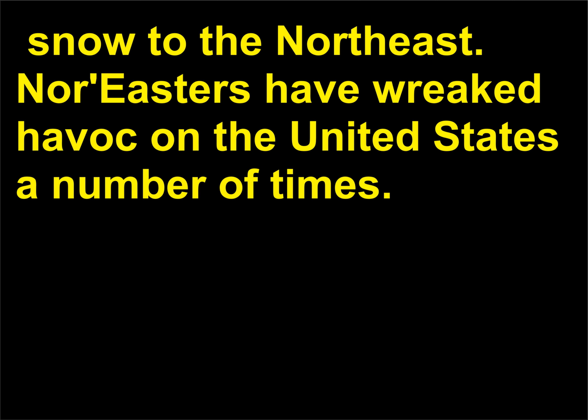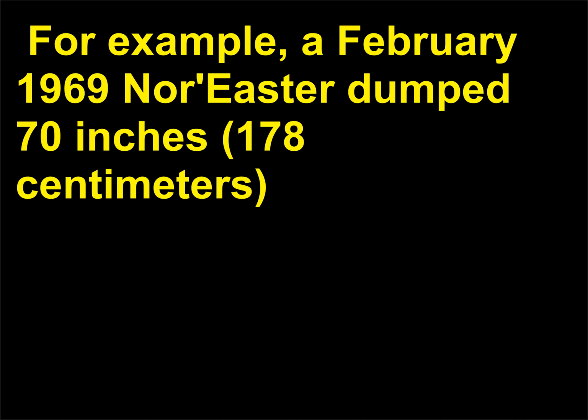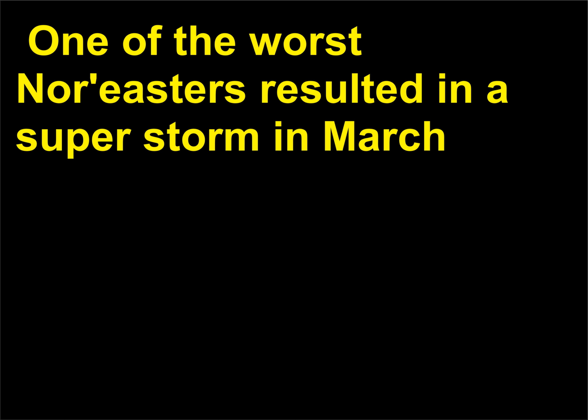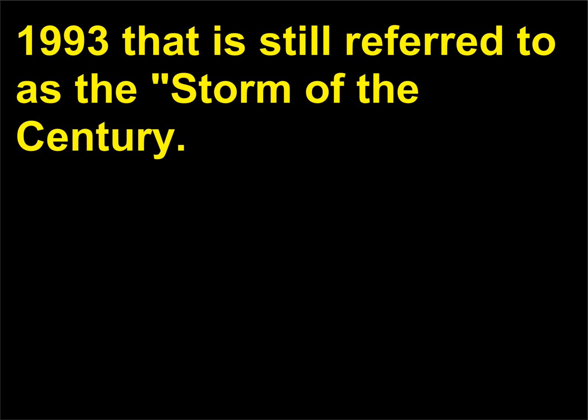Nor'easters have wreaked havoc on the United States a number of times. For example, a February 1969 nor'easter dumped 70 inches, 178 centimeters of snow on Rumford, Maine, and 164 inches, 416.5 centimeters, on Pinkham Notch, New Hampshire. One of the worst nor'easters resulted in a superstorm in March 1993 that is still referred to as the storm of the century.